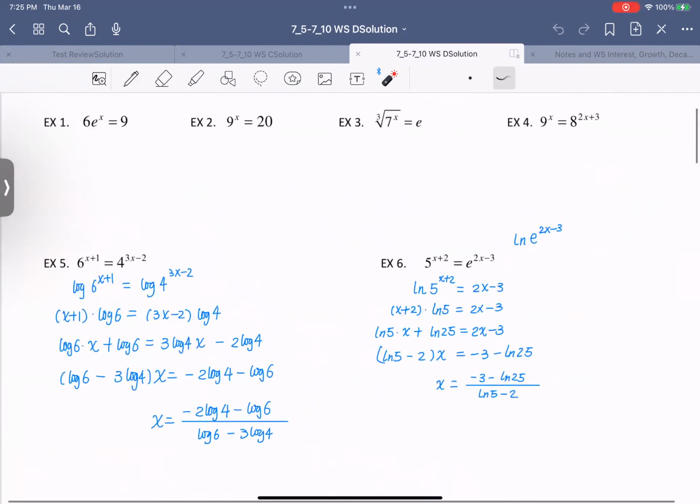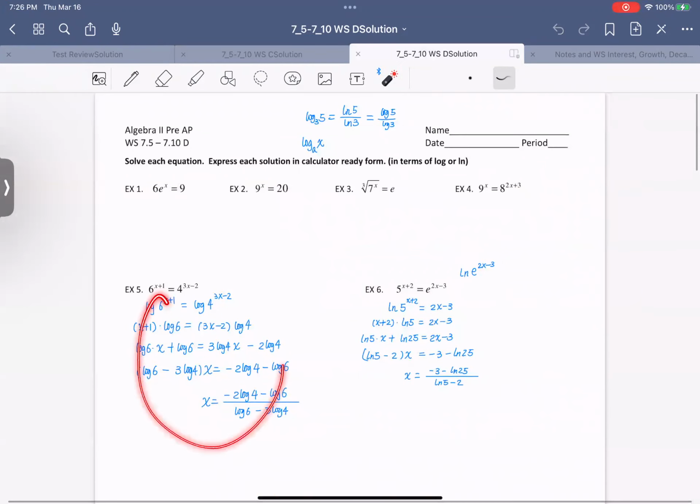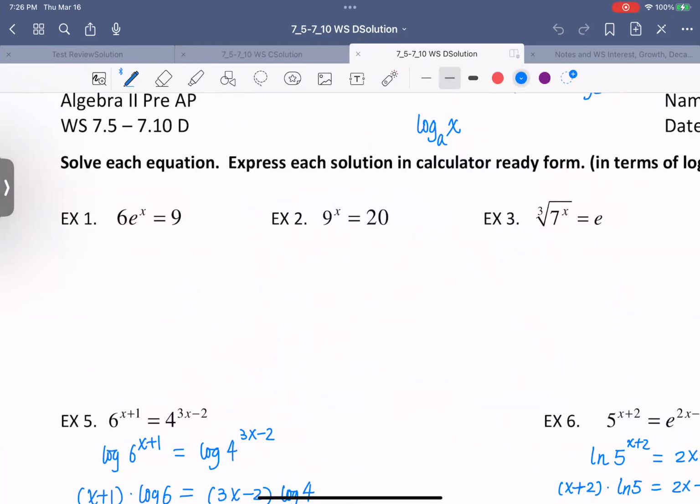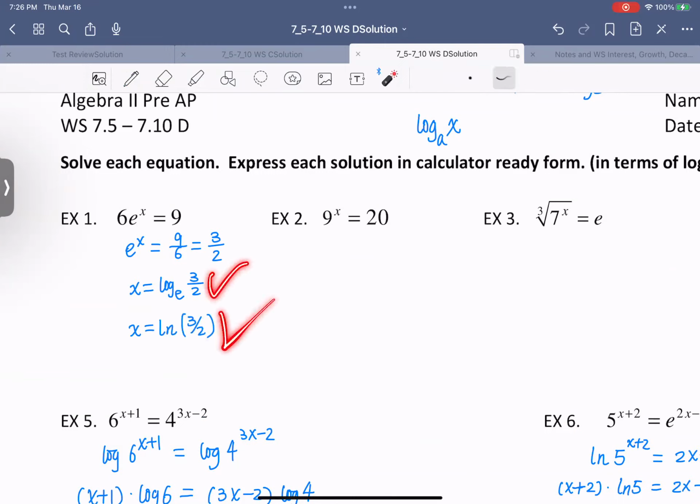Next, this is something new. First, I show a simple one. You have this. E to the power of x is 9 divided by 6. 9 over 3 is 3. 6 over 3 is 2. And then you can say x is log base e of 3 over 2. You can also say this is ln. Ln is natural log, and you do 3 over 2. Okay, you can do it this way, or you can do it this way.